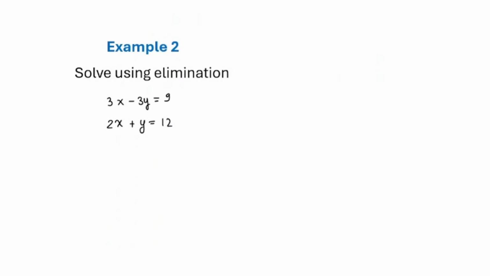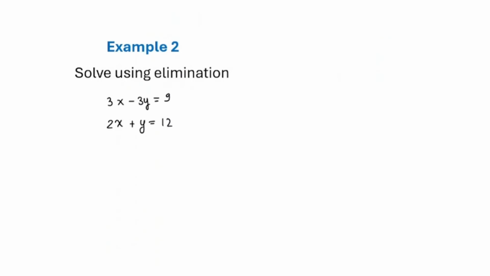Let's move to example 2. We have 3x minus 3y is equal to 9, and 2x plus y is equal to 12. The terms are already aligned, but this time we do not already have matching opposite coefficients, so we need to create them. Look at the y terms.